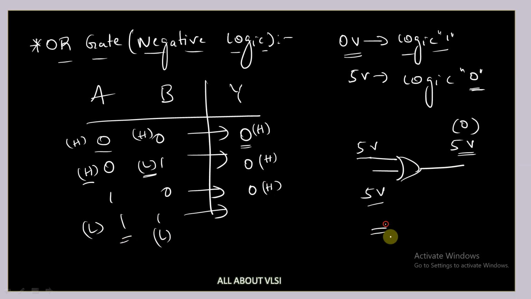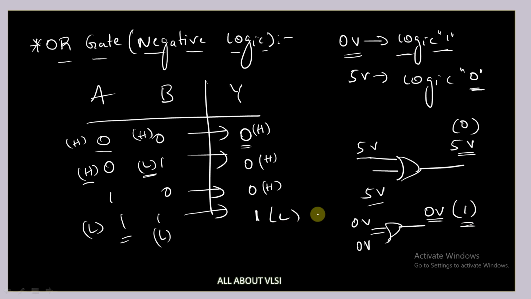That means if you are going to apply 0 volt and 0 volt across your OR gate, then you are going to get a 0 volt. And how are you going to represent your 0 volt? With logic 1. So this is nothing but low voltage.